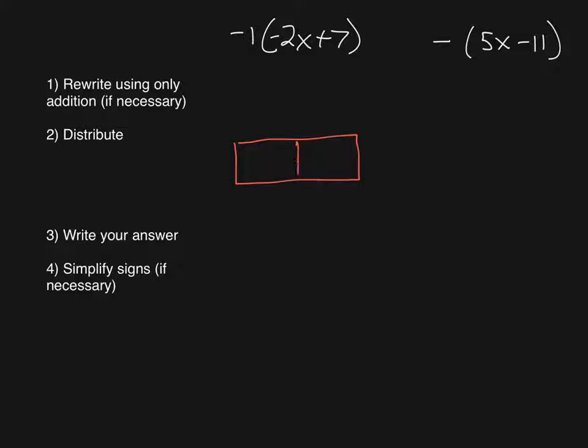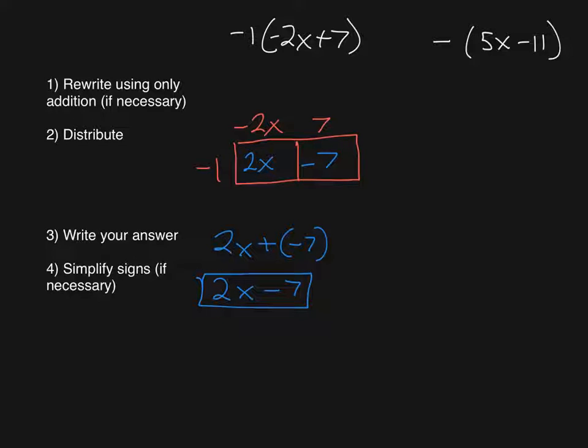I'm going to create my boxes. My width is negative 1 this time, and my two lengths are negative 2x and positive 7 in this case. Now I can do my multiplication. Negative 1 times negative 2 is positive 2x. Negative 1 times 7 is negative 7. So my answer now is 2x plus negative 7. And I can simplify my signs. Instead of plus negative 7, I'll write minus 7. And there is my final answer.